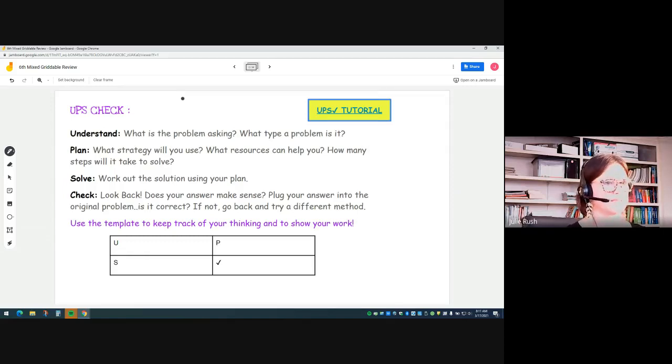We want to understand the problem. Before I can make a plan or solve, I have to understand what the problem is asking me. Especially today, because griddable questions can run the scope of the whole year, I need to know what type of problem it is. Then once I know what the problem is asking me and what type of problem it is, I can plan my strategy.